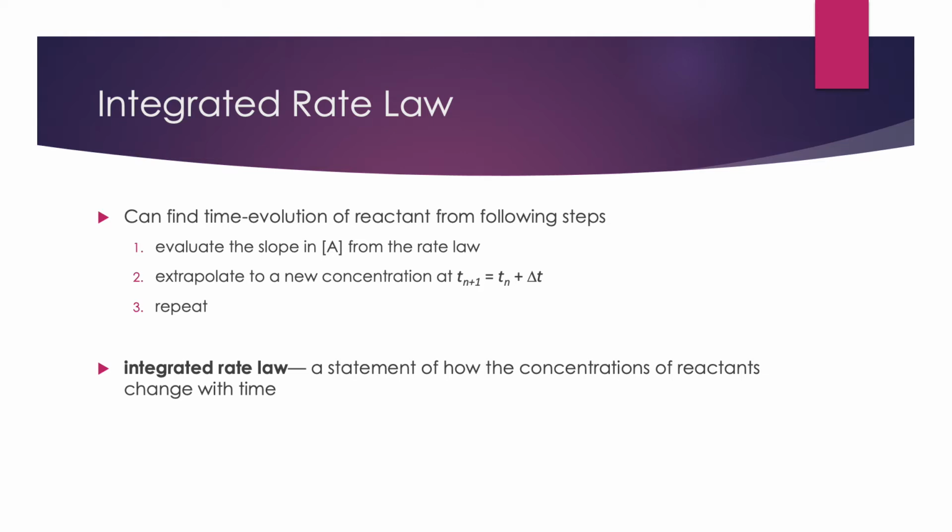It turns out that we can do this in general for any reaction by just following those simple steps. At a given time point, we take the slope of the concentration of our reactant A simply by using the rate law. The rate law tells us how to calculate that slope. We then extrapolate using that slope to a new concentration at the next time point, and I've drawn that as time t n plus 1 equal to t sub n plus delta t. By extrapolating to that new time point, we get a new concentration that represents that time point, and we would just repeat that.